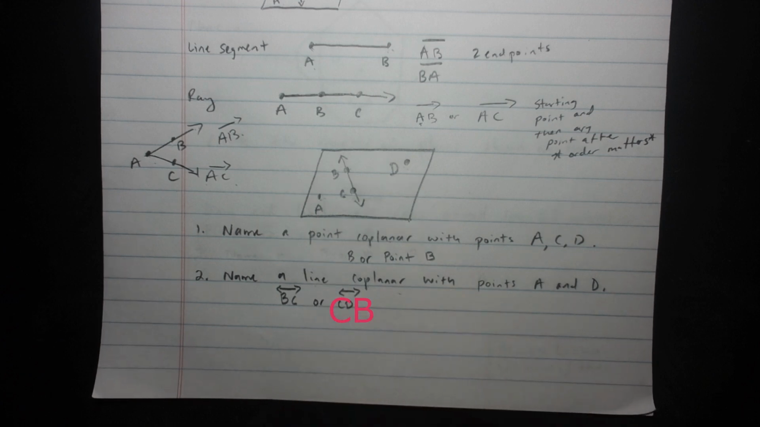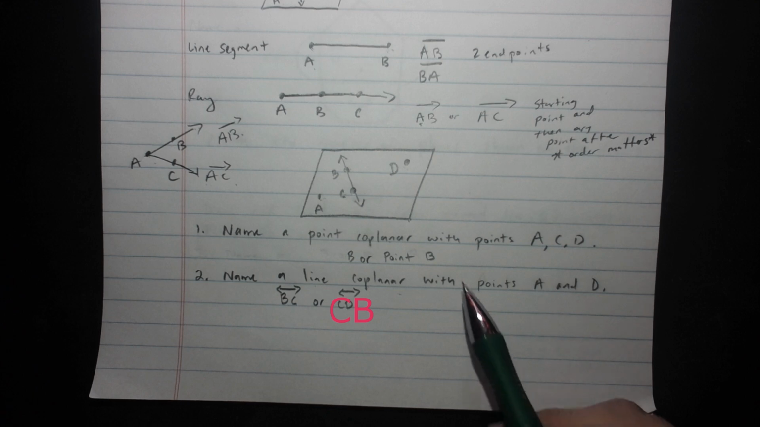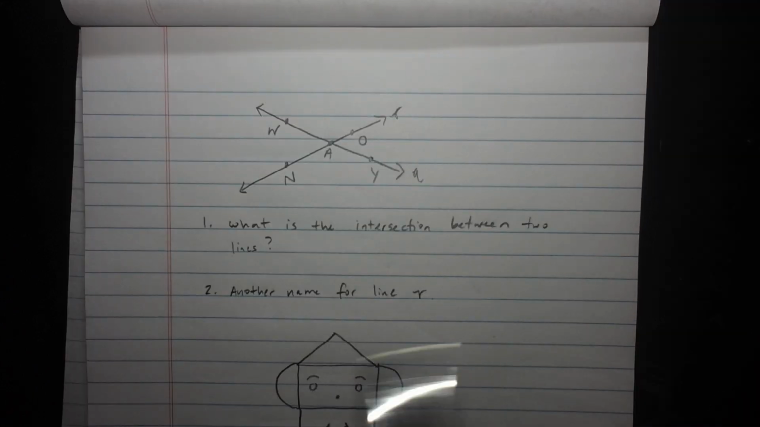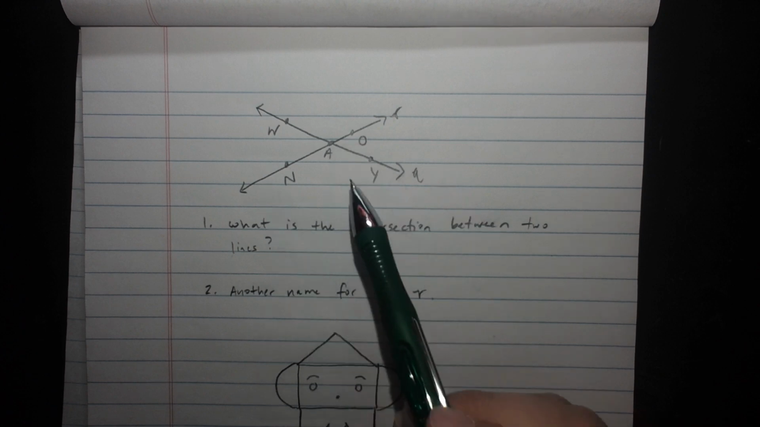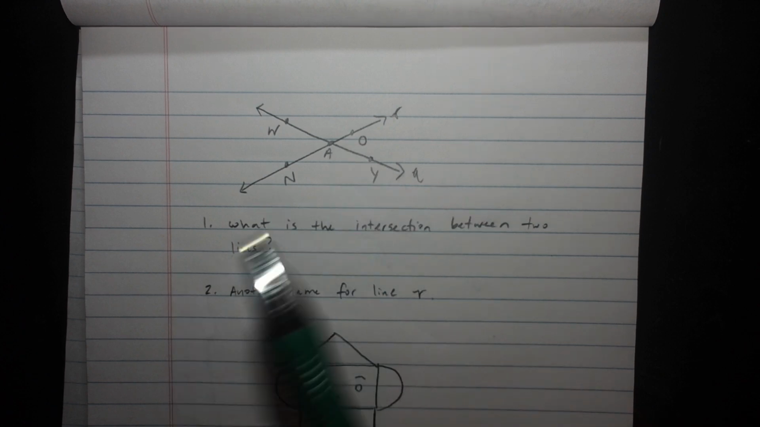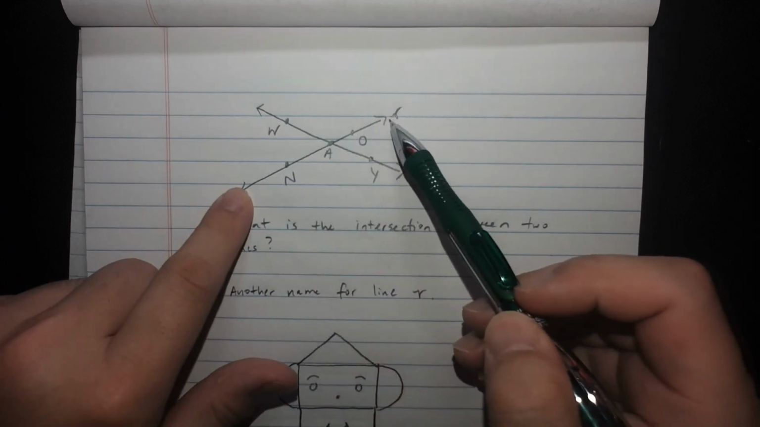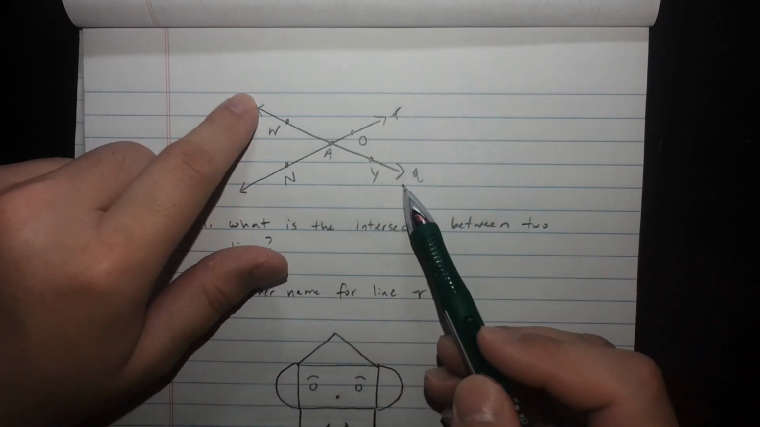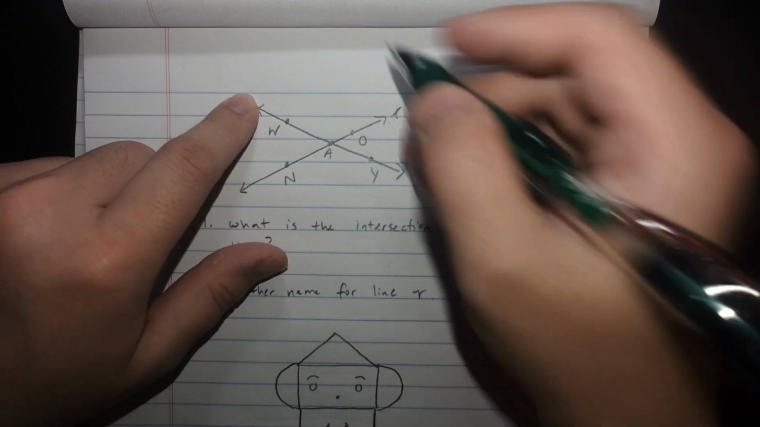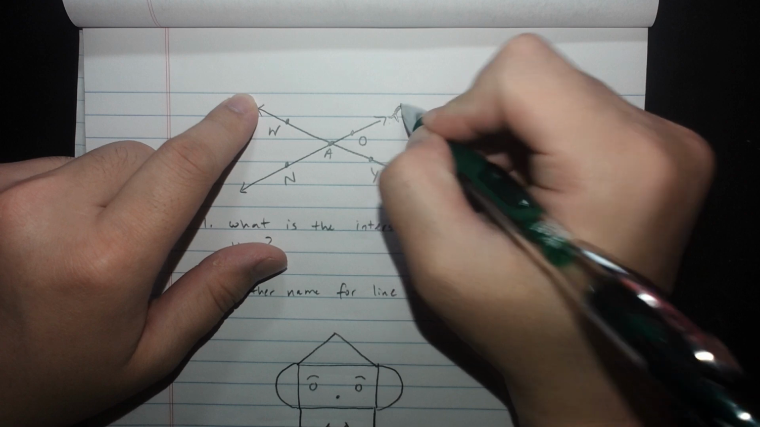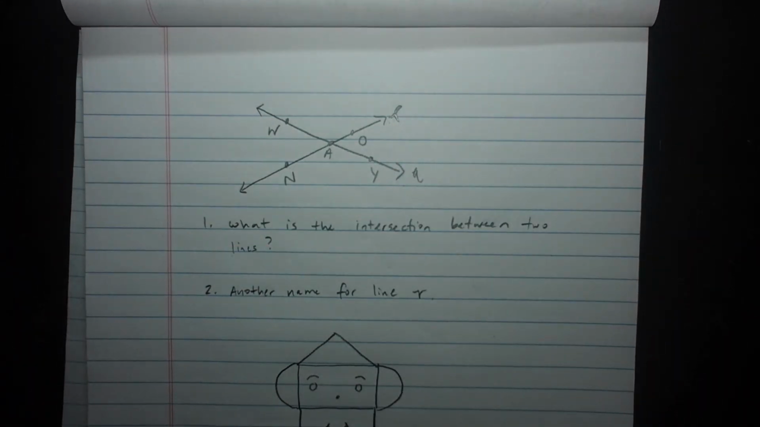All right. So that's that for the first 2 problems that we just did. Okay, so let's go ahead and take a look at this picture here to answer these 2 questions. It says, what is the intersection between the 2 lines? So we have this line here and this line here. And by the way, this is a lowercase r. Sorry if you couldn't tell. But what is the intersection between the 2 lines?